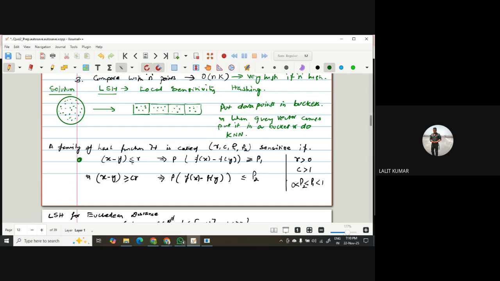One is that if ||x - y|| is less than or equal to R, then the probability that f(x) is equal to f(y) is greater than or equal to P1. Sorry, there's a typo here. And if ||x - y|| is greater than or equal to CR, then the probability that f(x) is equal to f(y) is less than or equal to P2. So any function which fulfills these conditions can be called a suitable hash function for LSH.